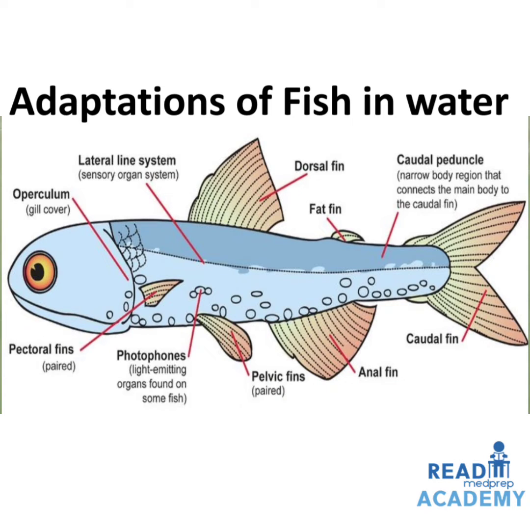An operculum or gill cover, the lateral line system which acts as a sensory organ system, a dorsal fin and a flat fin for swimming, the caudal peduncle which is a narrow body region that connects the main body to the caudal fin, a caudal fin for proper swimming, the anal fin, the pelvic fins which are paired, and photophores, light emitting organs found on some fish, and pectoral fins which are paired for easy flotation and movement.